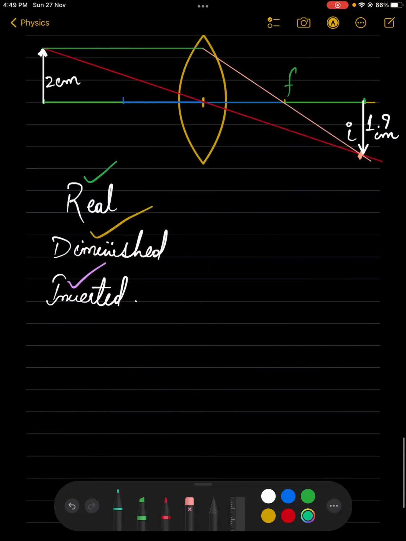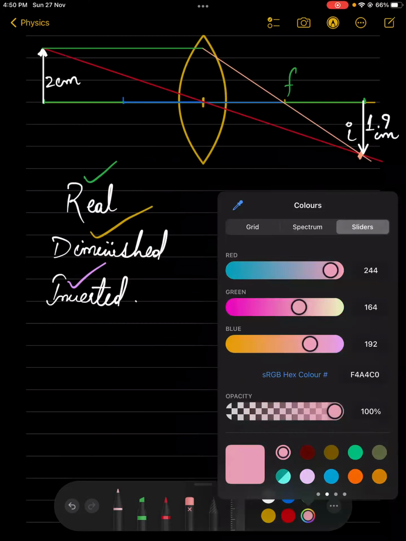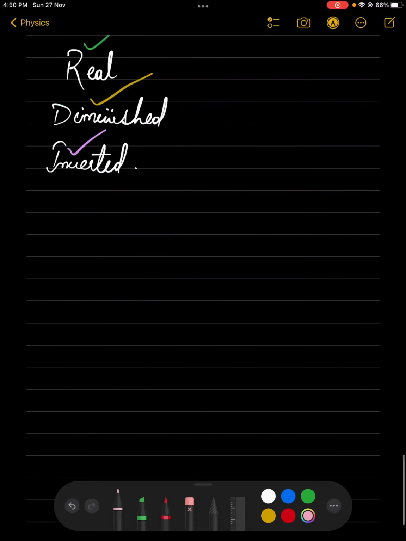Now I'm going to give you a couple of questions और ये questions आपने solve करने. You need to draw the images of them and finally tell me the value of size of image as well as whether it is real or virtual.